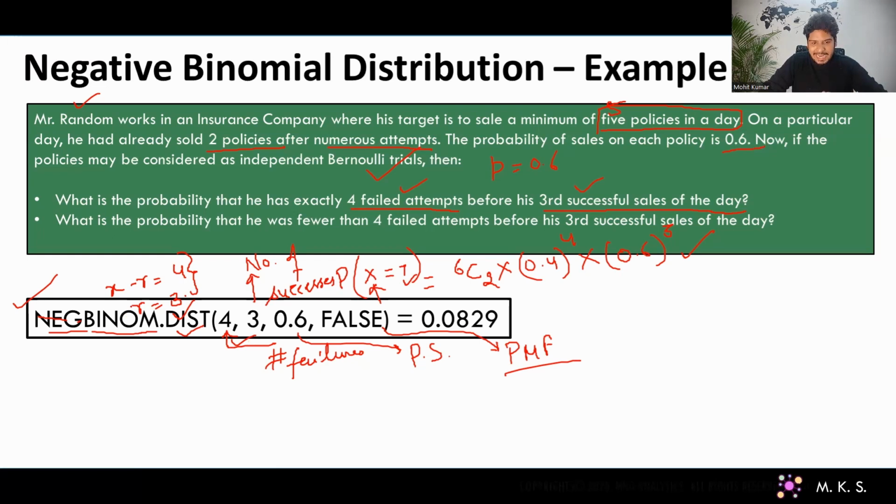Now let's move to the second. So you have the formula, guys, in Excel, in the backend. This is the formula it will execute. I hope this is clear.